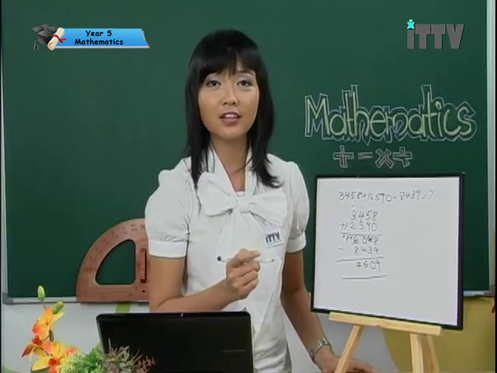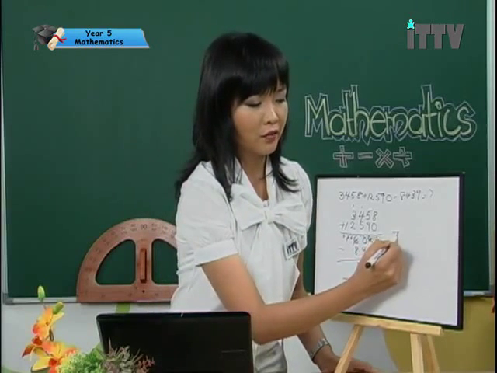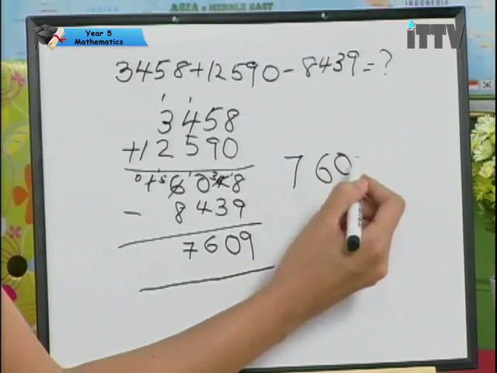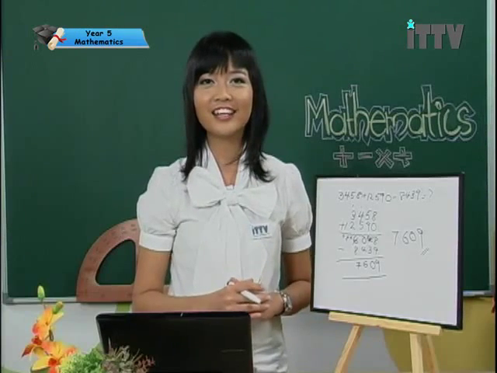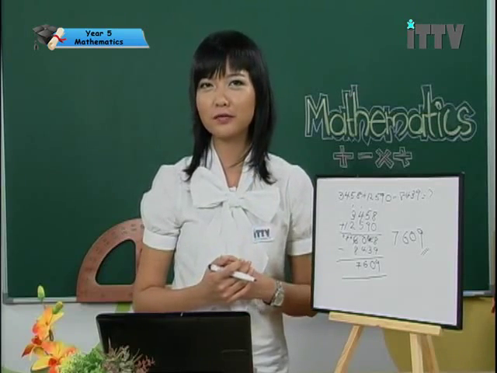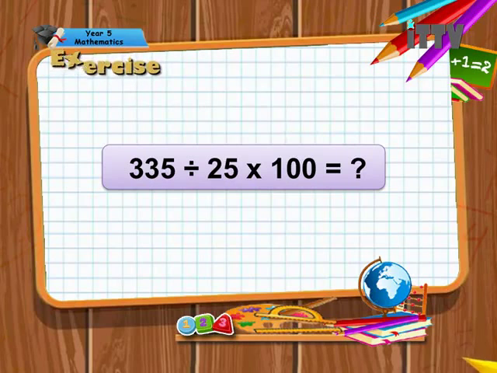So that gives us the final answer as 7,609. Okay, now let's try the second one to see if you can get it right. 335 divided by 25 times 100.